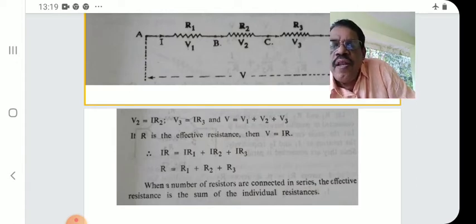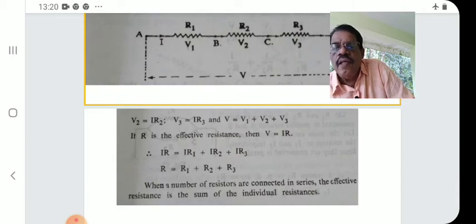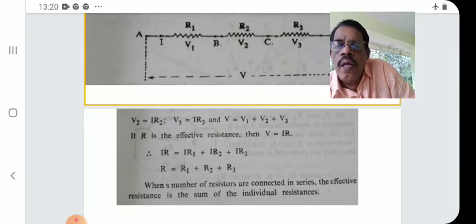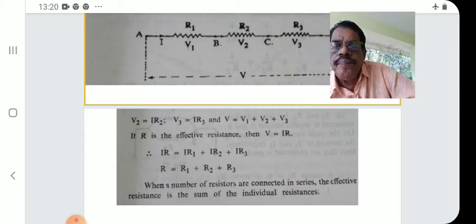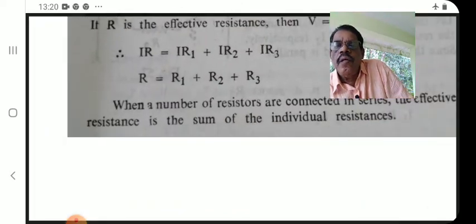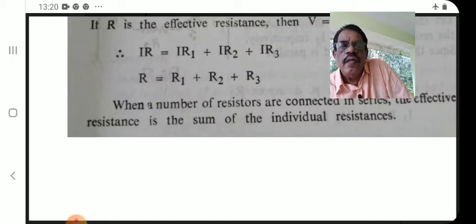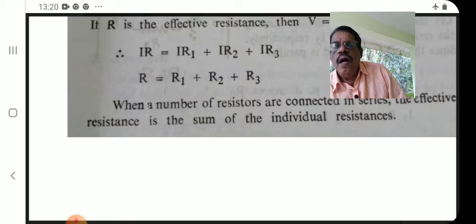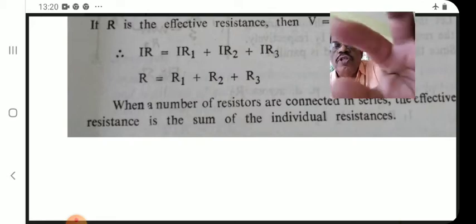That is, when three resistors are connected in series, R is equal to R1 plus R2 plus R3. When a number of resistors are connected, the series combination value is the sum of the resistor values. That is the method. In series combination, the effective resistance, the resultant resistance, is the sum of the individual resistances. Remember, R is equal to R1 plus R2 plus R3 is the series combination value.